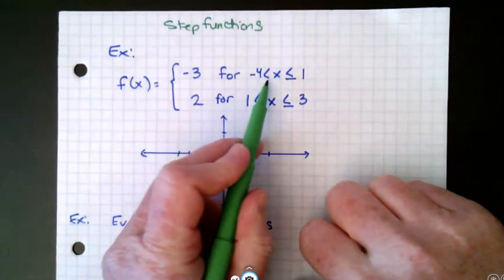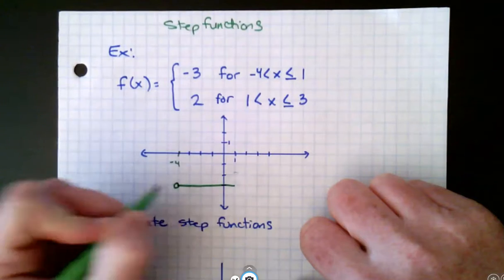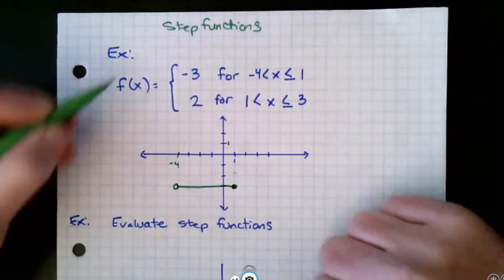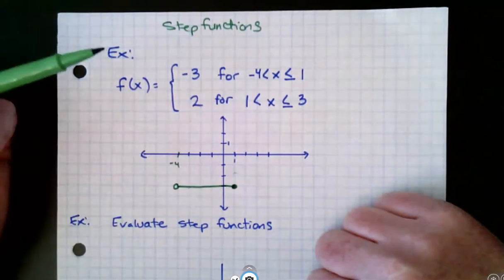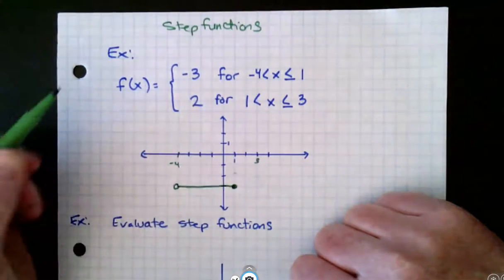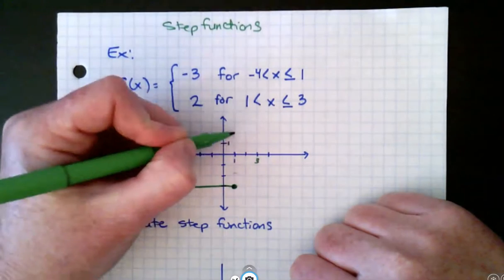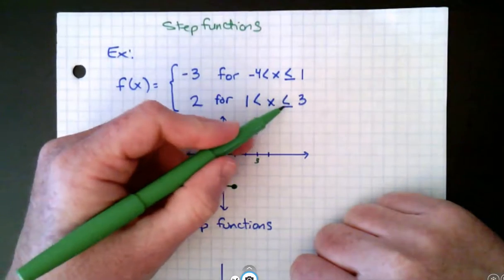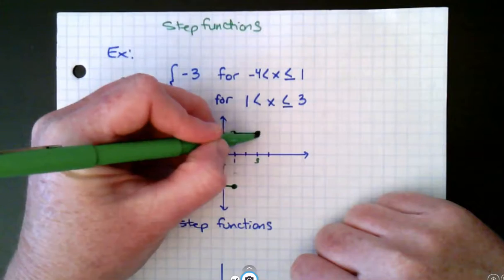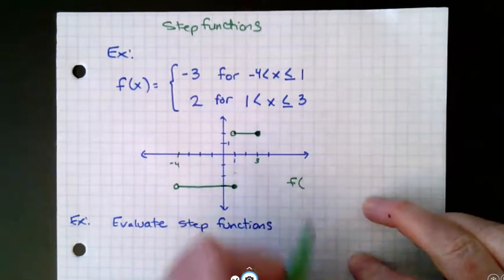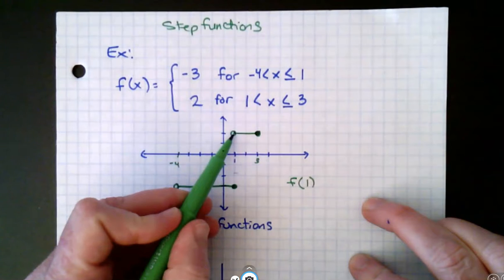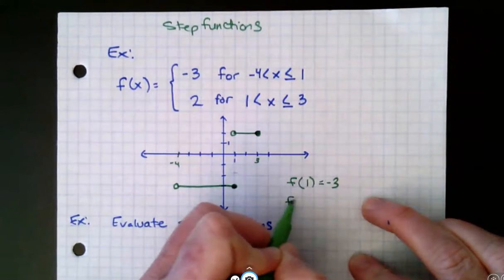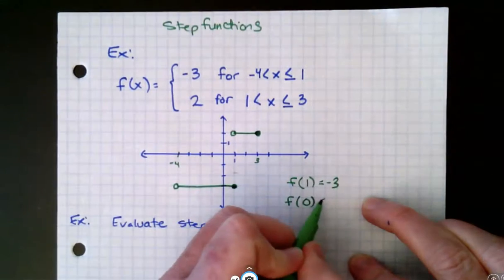Now, open or closed circle. When x is greater than negative 4, we have an open circle here, and less than or equal to 1, closed circle. And then when x is between 1 and 3, we graph the line y equals 2. So here's 2, and we're going from here to here. x is greater than 1, so we have an open circle, and less than or equal to 3, closed circle. If you were asked, what is the value of f of 1? Well, it's not 2, it's negative 3. If you were asked f of 0, negative 3.